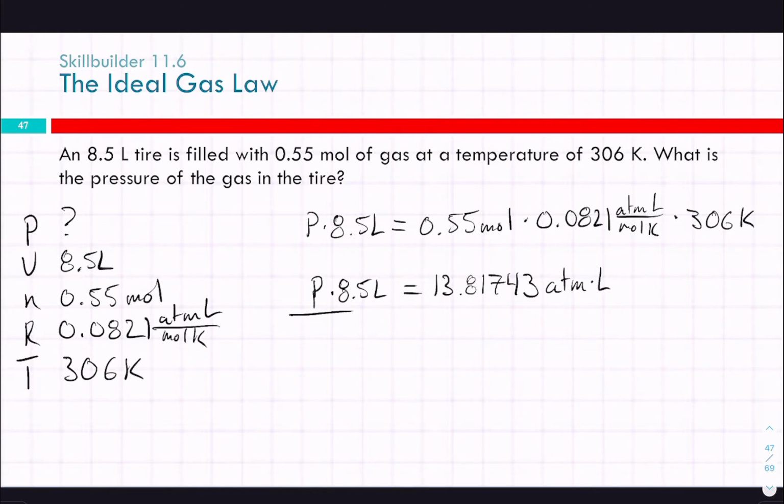So we divide both sides by 8.5 liters. And we'll get pressure equals that number divided by 8.5. 1.6. We only have two sig figs. Yeah, 8.5 and 0.55. So 1.6 atmospheres.